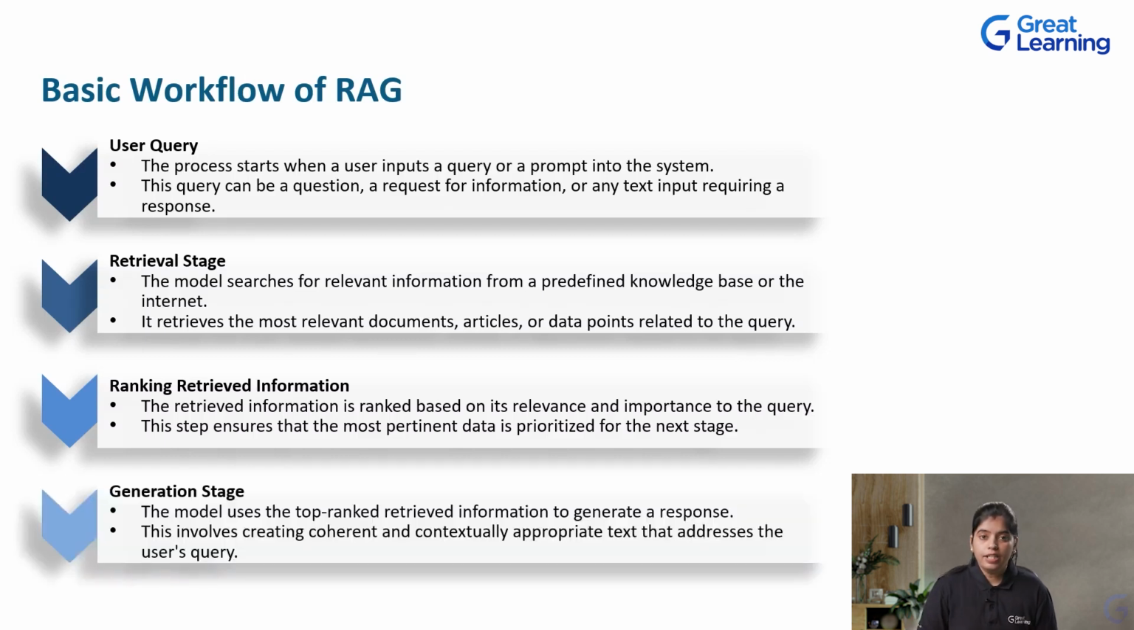Now the next stage after that is the generation stage. What does the generation stage do? We have already discussed in brief that the model uses the top ranked retrieved information to generate the response for the user. It involves creating coherent and contextually appropriate text that addresses the user's query very accurately and very clearly. Basically, it works on the ranked retrieved information, because based on the top prioritized information, which is more relatable to the query, it starts generating the detailed and accurate response, which is more relevant to the query. So this is called the generation stage.